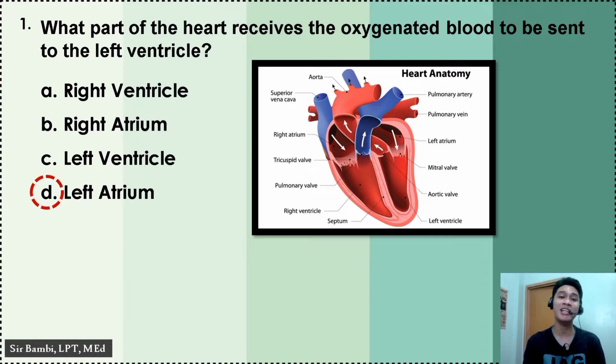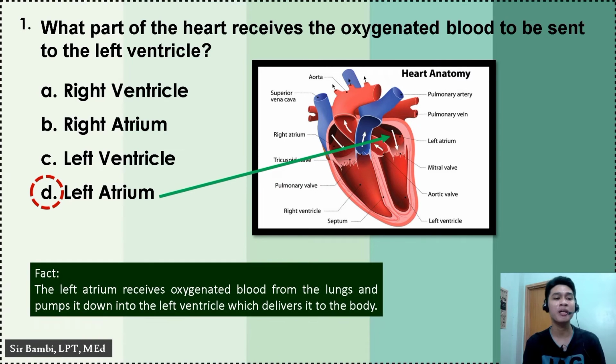Letter D. Left atrium. The left atrium receives oxygenated blood from the lungs and pumps it down into the left ventricle, which delivers it to the body. What do we mean when we say oxygenated blood? Oxygenated blood is formed when blood from the body gets mixed with the oxygen in the lungs.